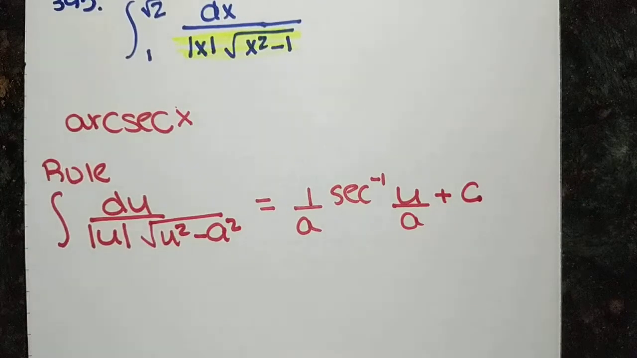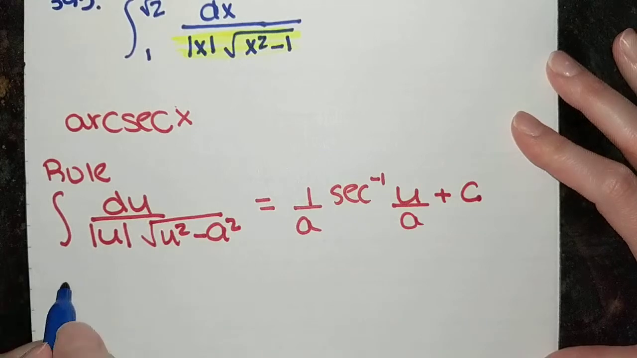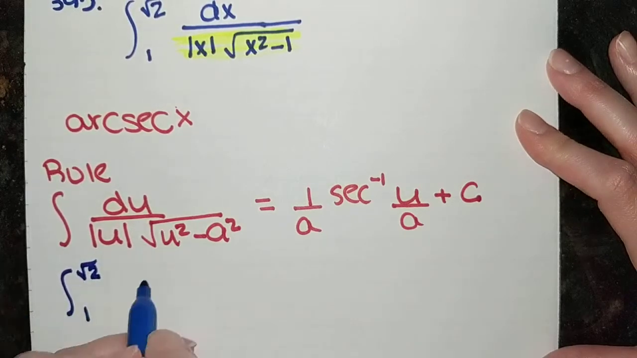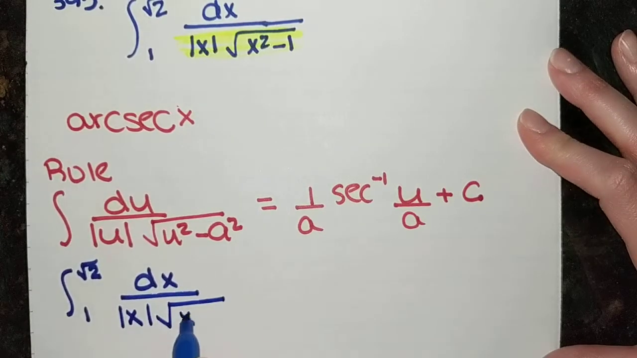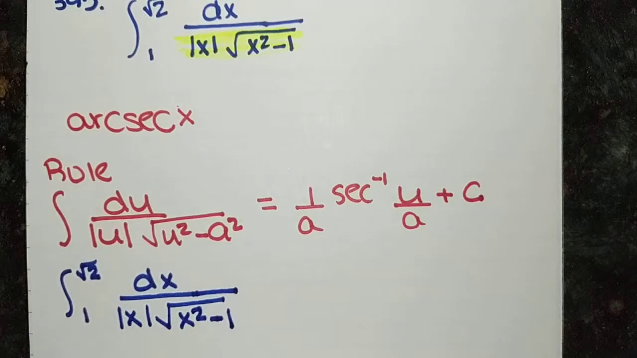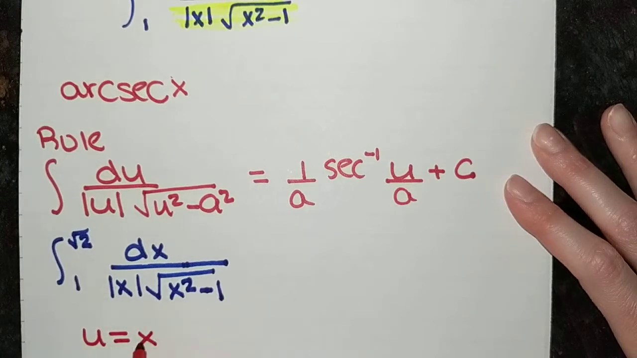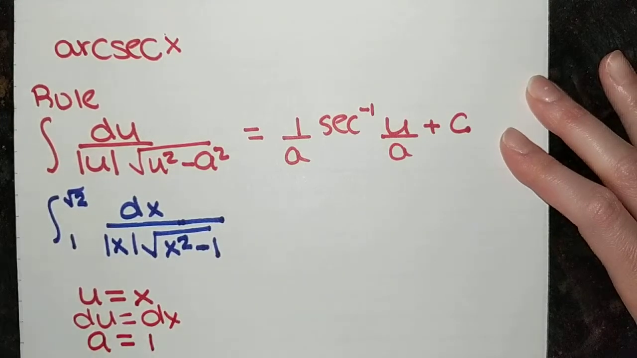So once we have that rule as our starting point, we then have to match up our current integral. So our current integral is 1 to the square root of 2, and then dx, absolute value of x, square root x squared minus 1. Okay? Now, when you look at this, you'll see the matchup here that your u would be equal to x, and that matches here as well as here. Then your du would be equal to dx, so that matches very nicely, and your a is equal to 1.